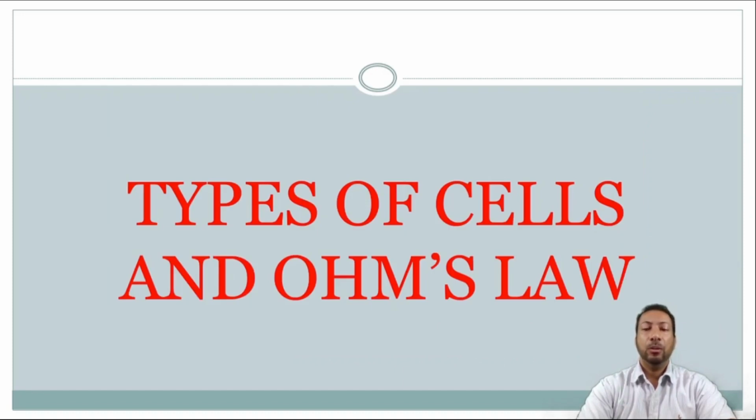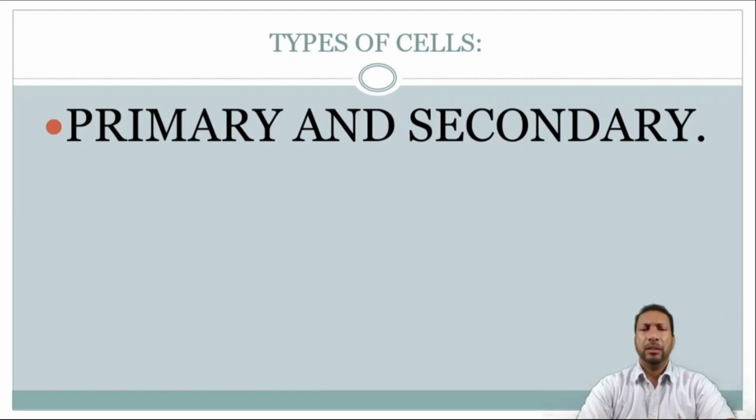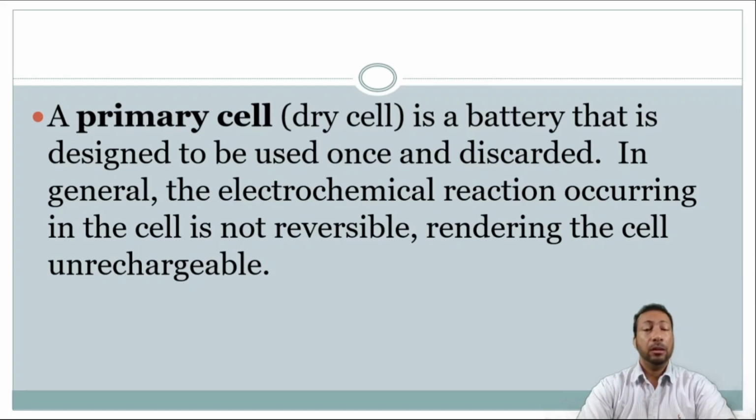So today, we're looking at types of cells and Ohm's law. There are two types of cells, primary and secondary cells. A primary cell, also known as a dry cell, is a battery that is designed to be used once and discarded. In general, the electrochemical reaction occurring in the cell is not reversible, rendering the cell unrechargeable.